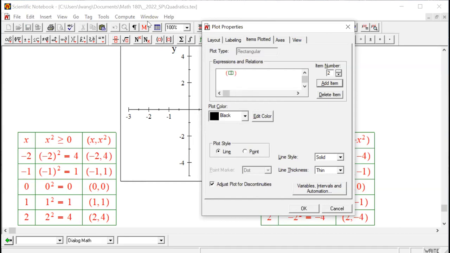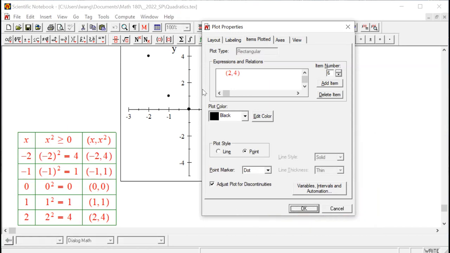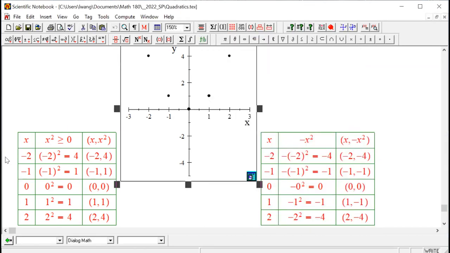So we have input -2, output 4. And we're going to choose the black dot. The next one, input -1, output 1, input 0, output 0, input 1, output 1, input 2, output 4. There you go. These are the points for x squared.